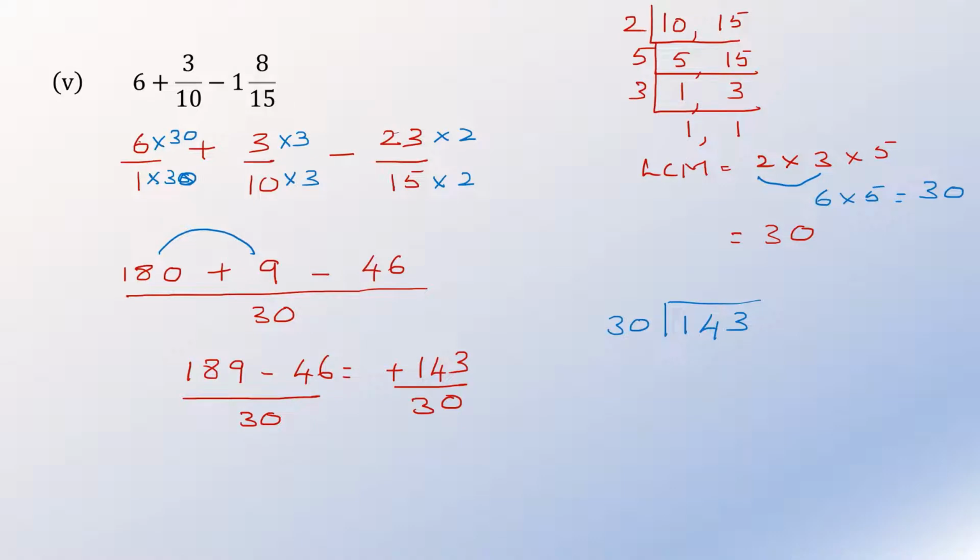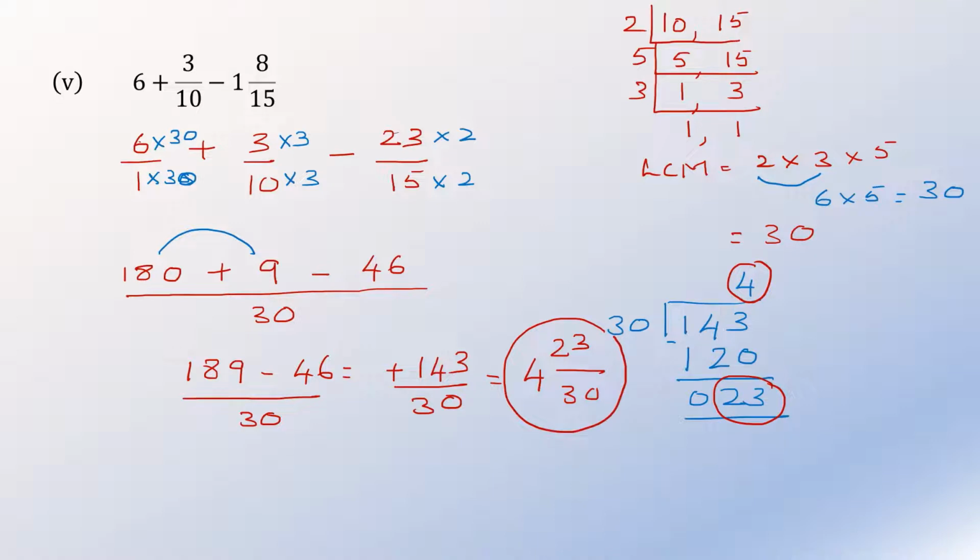Okay, now we'll have to get a number close to 143. 30 into 4 is 120. 3 4s are 12, isn't it? So we add a 0. So you get 3. 4 minus 2 is 2 and 0. So our quotient 4 will now become the whole number. Remainder is going to be the numerator. And the denominator is the same as what's given in the previous step. So 4 23 by 30 is our final answer.